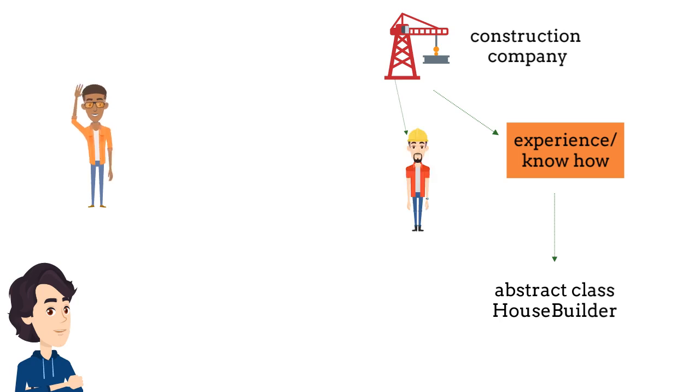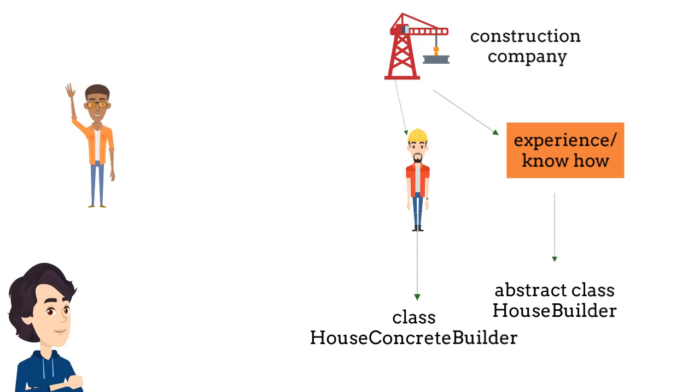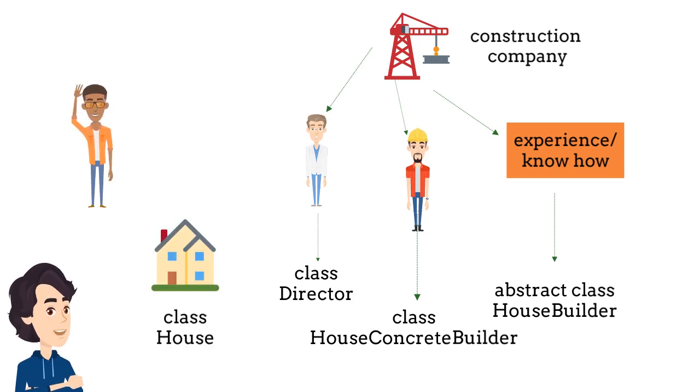The construction company has also construction workers, so let's give the construction workers a class and call it House Concrete Builder for example, which will use the experience to build the house. So it will inherit from class House Builder. The construction company will also have a director of the project, which will tell the construction workers what to do. So let's give him a class called Director. And also we should not forget to give the house that we will build also a class. Now, a student of mine will implement the builder design pattern.